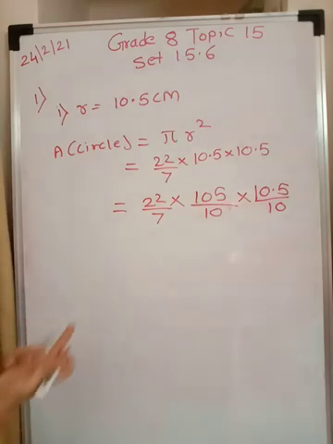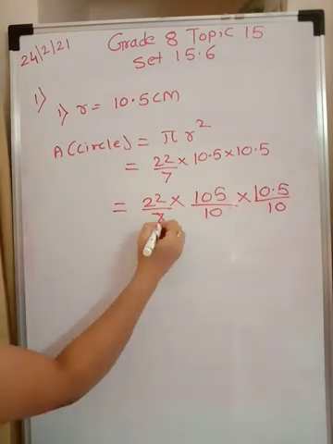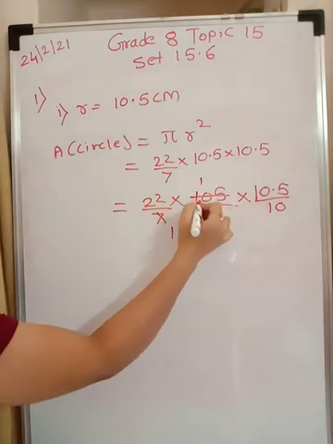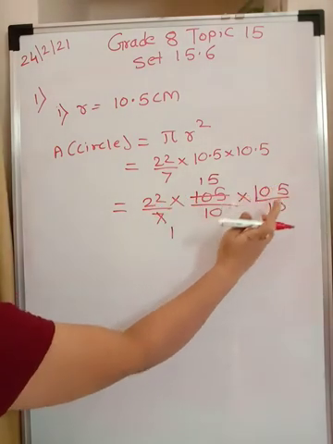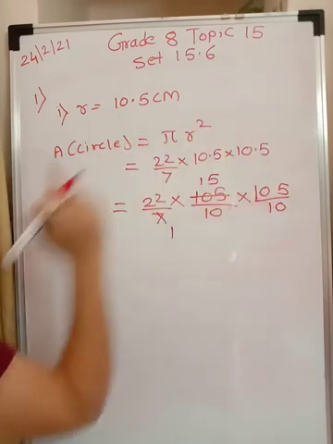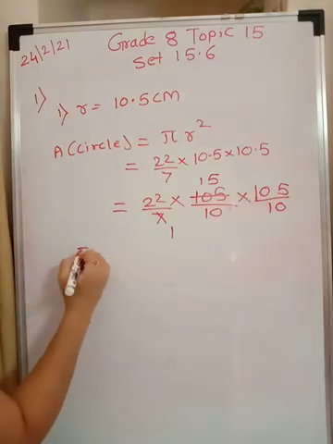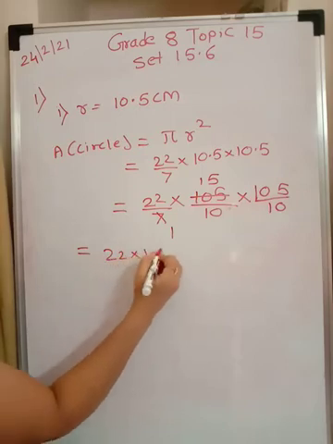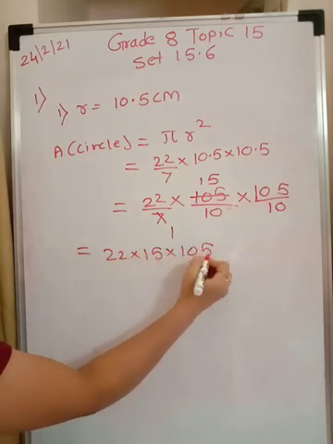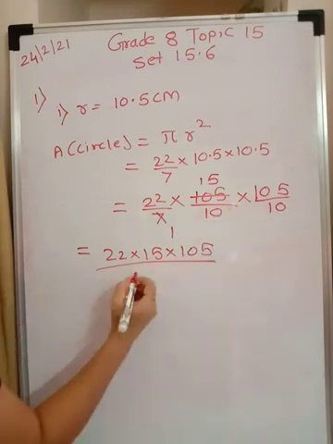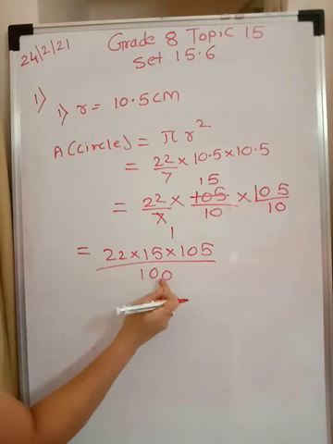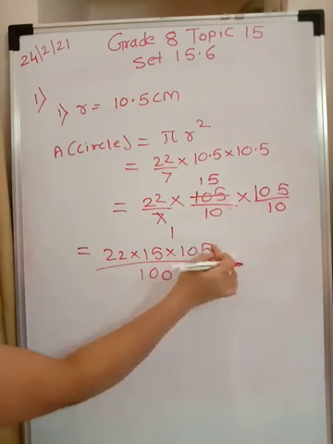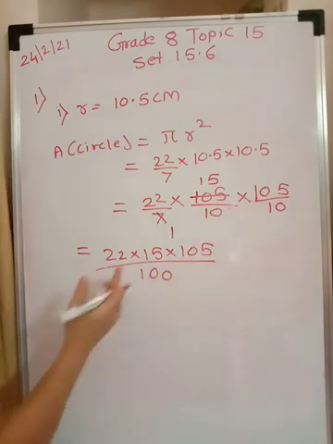Now 105 and 7 are easily divisible. So 7 ones are 7, and 7 ones are 735. So 15 sevens are, we know, 105. Sorry, it should be 105 upon 10, which is 10.5. So what are we left with? We are left with 22 into 15 into 105 upon 10 into 10, which is 100. You calculate this multiplication and whatever answer you get, after two numbers from your right-hand side, you give a point. Alright, so let us calculate this.